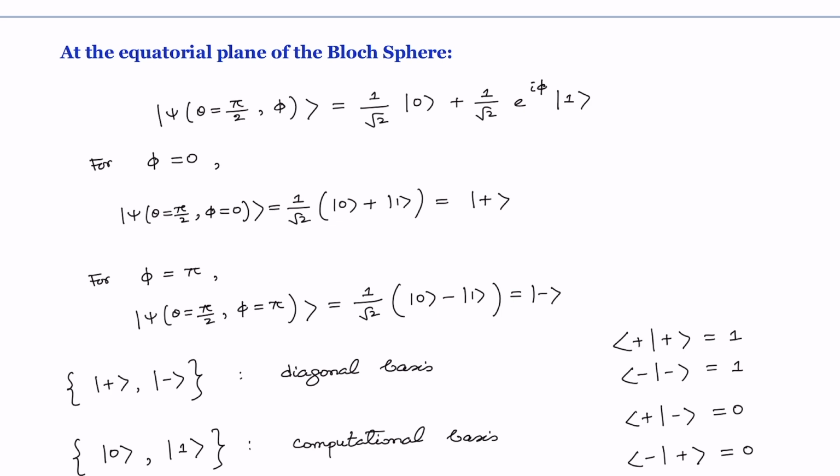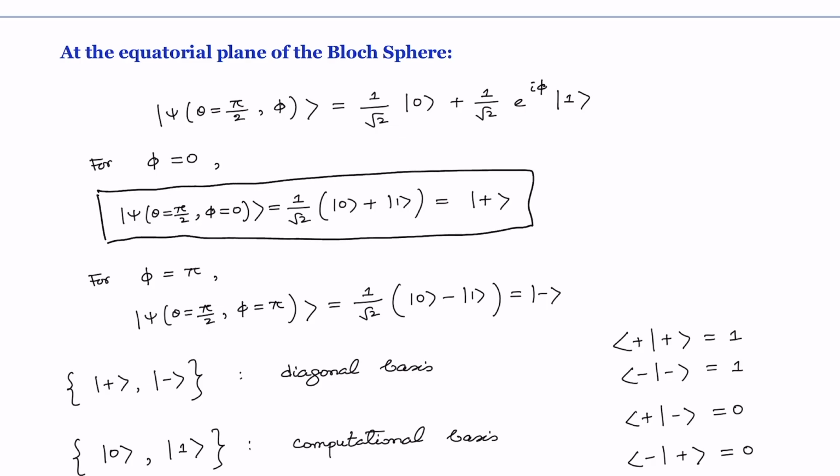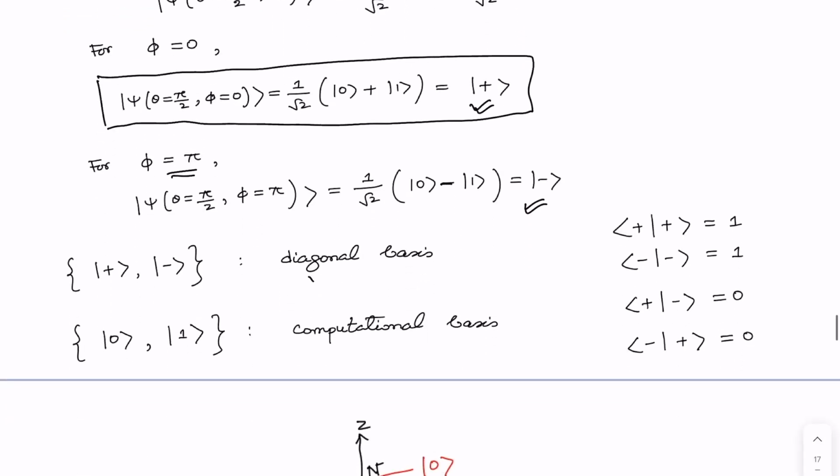I'm just rushing through all these things. So we have, for example, when theta is equal to pi by 2 and phi is equal to 0, an equal superposition of K0 and K1, which represents the so-called K plus. For phi equal to pi, we again have an equal superposition of K0 and K1, but with an inverted sign before K1, that is, a minus sign. This represents the K minus.